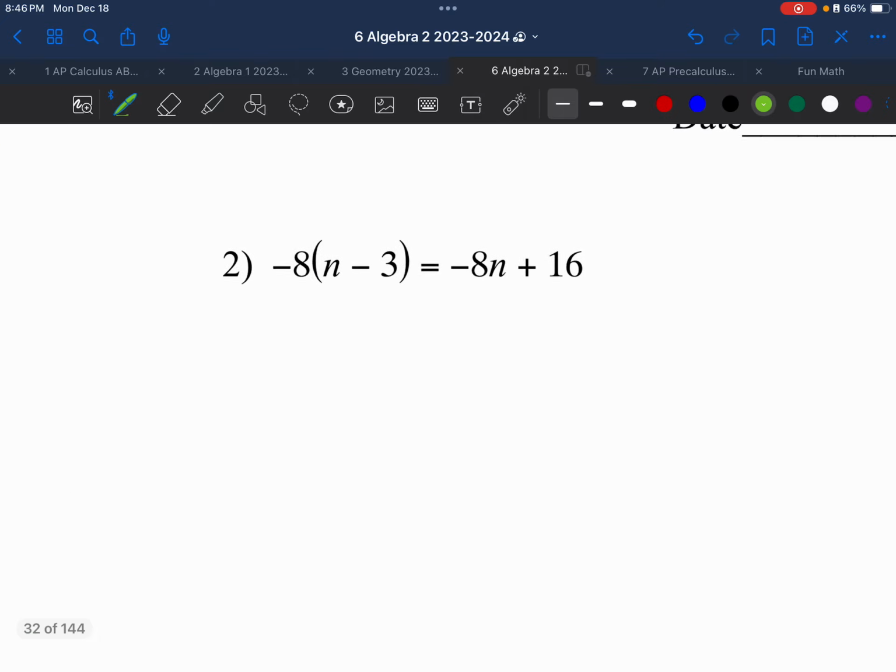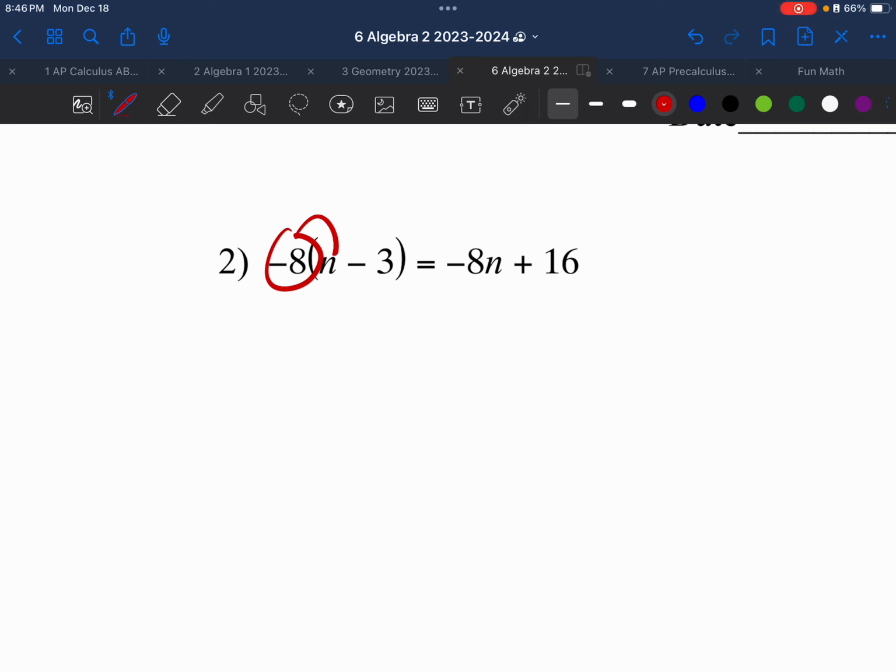Alright, in number 2 we're asked to do the same thing, and it's going to be the same process. We want to simplify both sides. I have a negative 8 times an n, which is a negative 8n. A negative 8 times a negative 3 is a positive 24. The right side is a negative 8n plus 16.